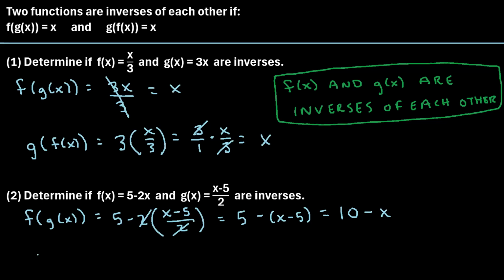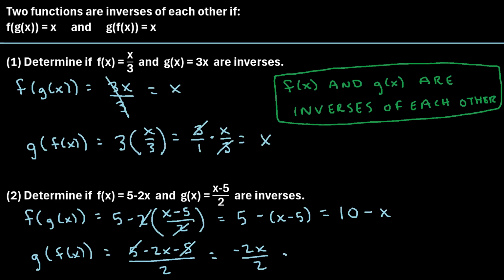But just for some extra practice, let's go ahead and write out g of f of x. So that says write g of x, but wherever you see an x, replace it with f of x. So instead of writing x minus 5, we'll replace the x with 5 minus 2x. So we get 5 minus 2x minus 5 over 2. So to simplify a little bit, 5 minus 5, these cancel out, and we're left with negative 2x divided by 2. So negative 2 divided by 2 is a negative 1, so that's just negative 1x, or negative x.